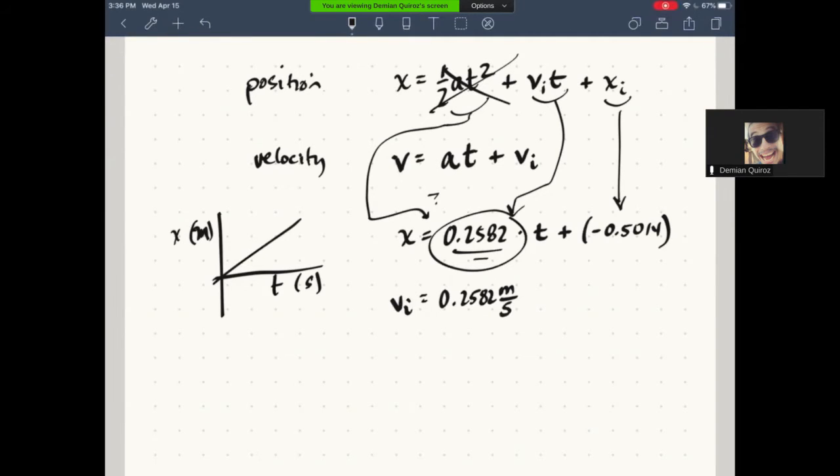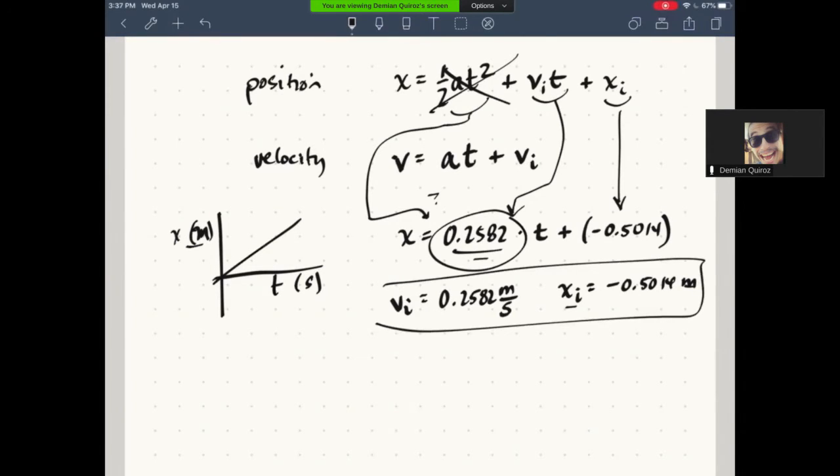And my initial position, which I didn't ask for, but the initial position is arbitrary. In my case, it was 0.5014. In your case, it might be different. And it's position, which has the units of meters. So there it is, my meter. All right, there's my information.